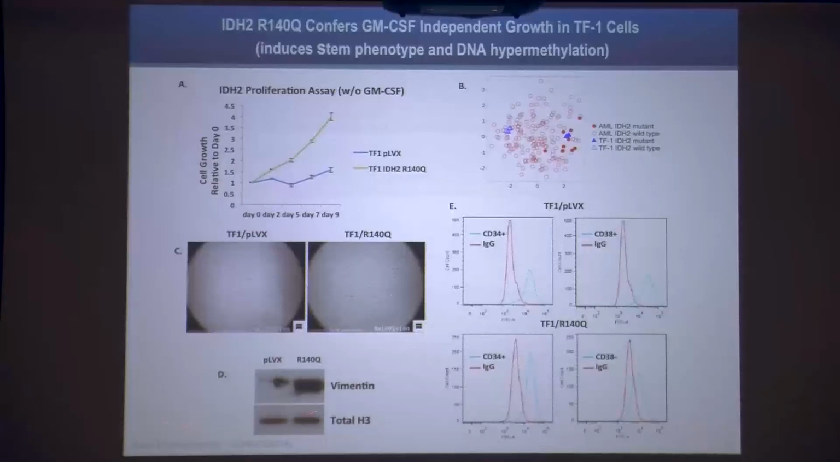And to test that, we looked for a marker of mesenchymal cells, which is vimentin, and you can see that it's very highly expressed in the mutant cells versus the vector. Now we had a clue that these cells were less differentiated, so we looked at cell surface markers. CD34 and CD38 are both expressed on the cell surface of the control vector cells, but on the mutant cells, CD38 is not expressed as much anymore, and that's another clue that these cells are in a more primitive state.